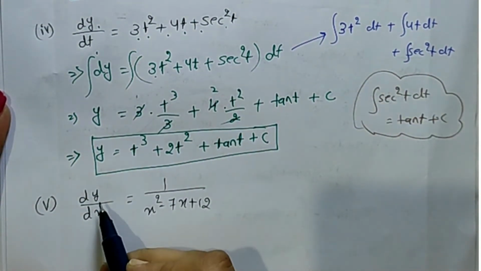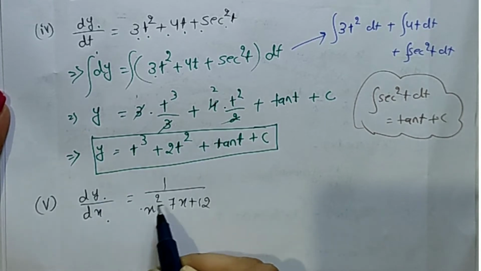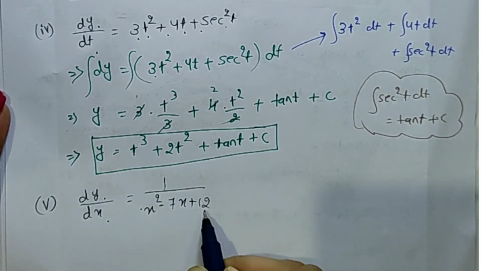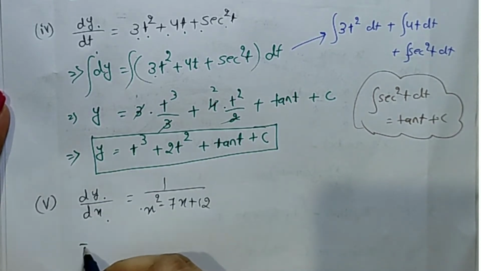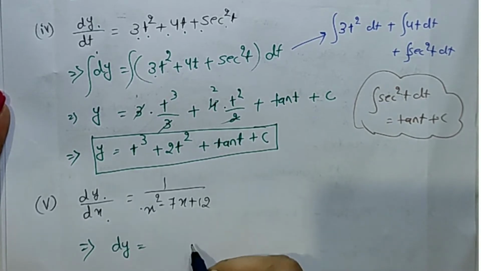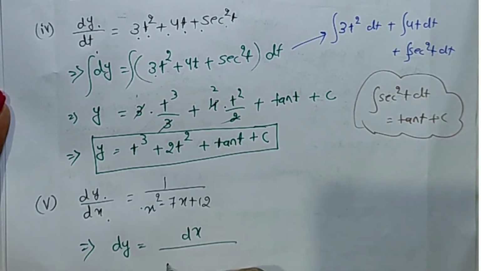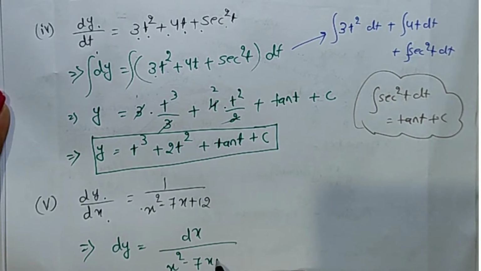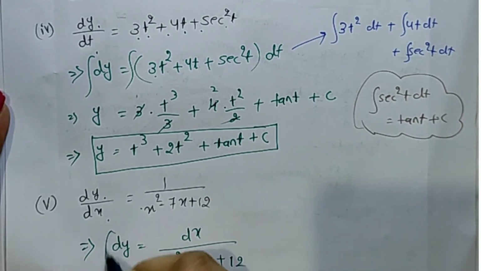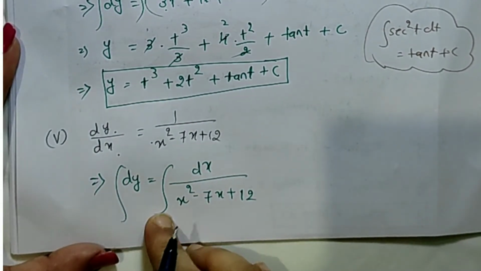Moving on. Next question is dy by dx is equal to 1 by x square minus 7x plus 12. Which implies dy is equal to dx by x square minus 7x plus 12. Now integrating both sides. Okay.